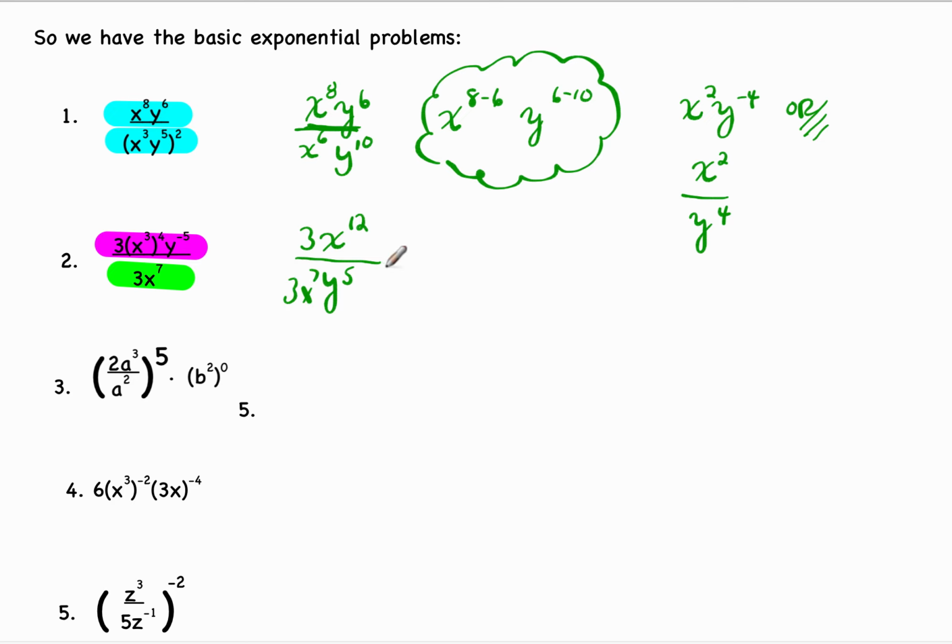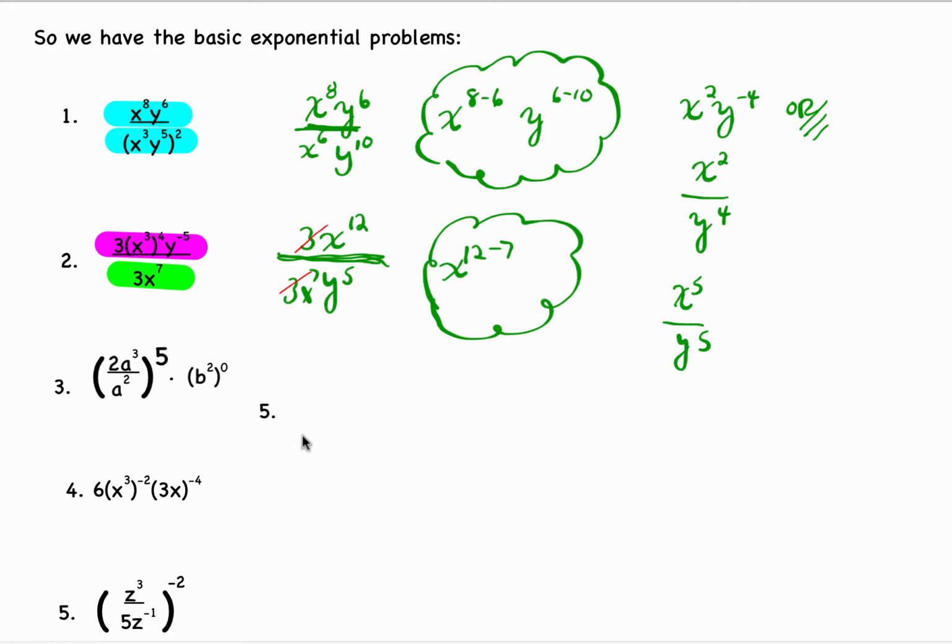Now I'm going to think that I have division left, so all I have to do is divide. Oh, I like this. 3 divided by 3 crosses off. The x to the 12th and the x to the 7th, if I remember, means I'm going to subtract their exponents. So that's going to leave me with an x to the 5th, and then in the denominator is a y to the 5th. Bring that over there. All right, so the next one.